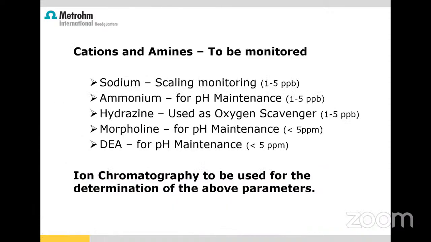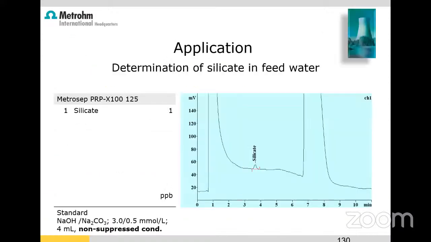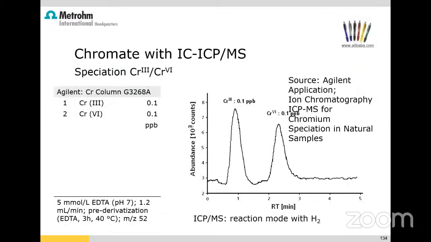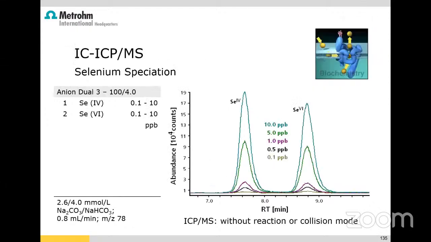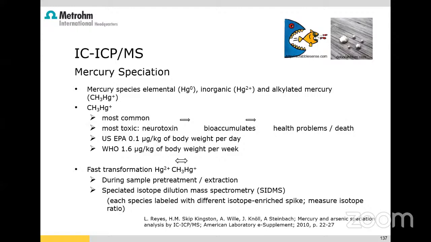Then similarly, cations. You have to monitor sodium, which is responsible for scaling. Then ammonium is there, then hydrazine, morpholine, diethanolamine, etc. Sodium is continuously monitored. Then silica analysis, that is also something we can do. Then we can couple it with ICP-MS, as I told you. So chromium speciation coupled with ICP-MS, then selenium speciation, arsenic speciation, and mercury speciation. These are the analyses which can be done with our system. Now we can go to our virtual demonstration of our system.